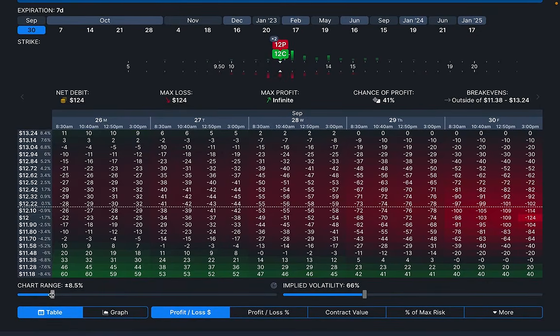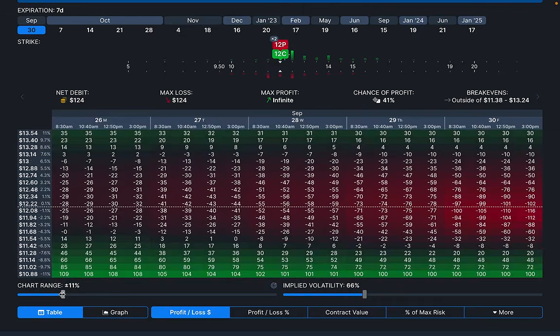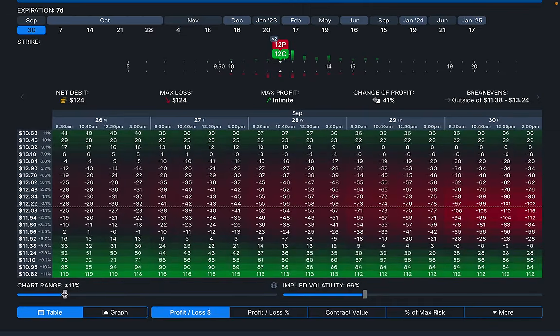So let's actually take a look here at what this could potentially look like. I'm not going to zoom out so far yet. I'll just leave it right here, right? So again, we have our break evens over here. So at expiration, you want it to be below 1138 to make money or above 1324 to make money. So let's say expiration date comes and the stock is down 9%. You would make about $56, right? If it was down 9.1%.